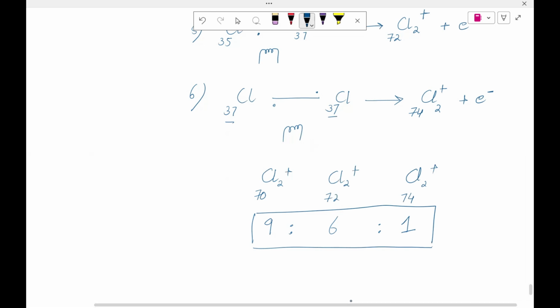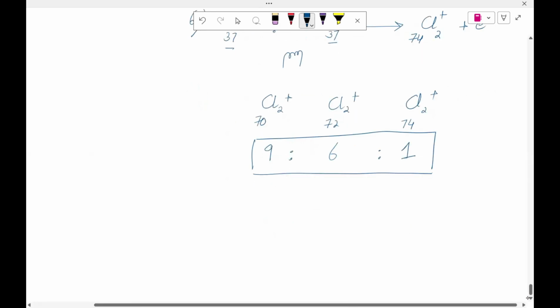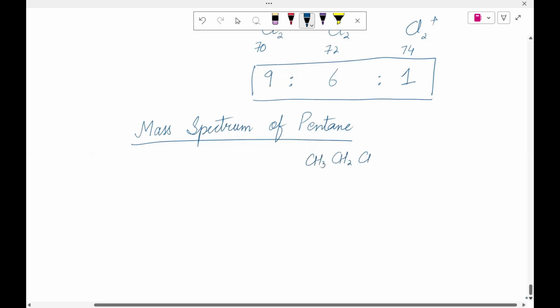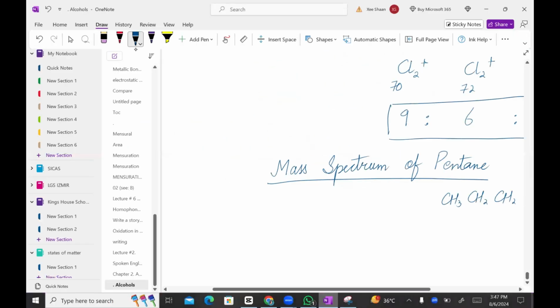Okay. Now, let's move towards the next one, and that is basically let's discuss the mass spectrum of pentane. We just know that pentane is CH3, CH2, CH2, CH2, and CH3. This is basically the molecule of pentane. Okay, so let's just draw its structure as well.